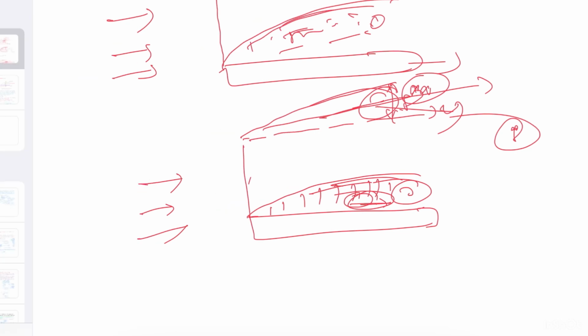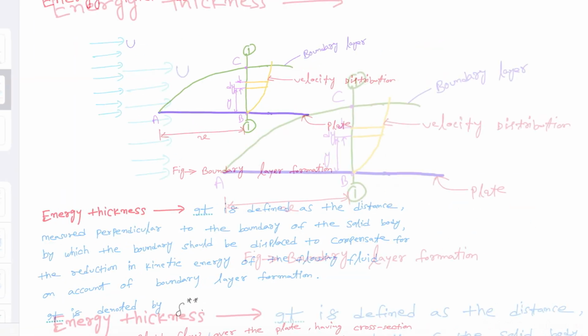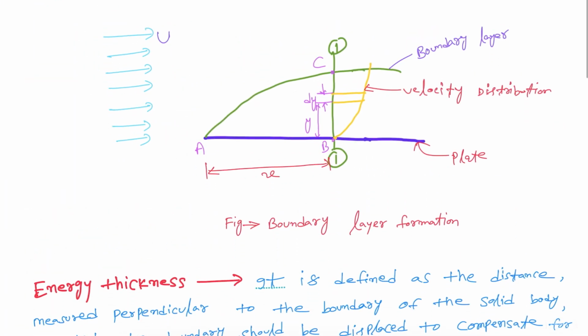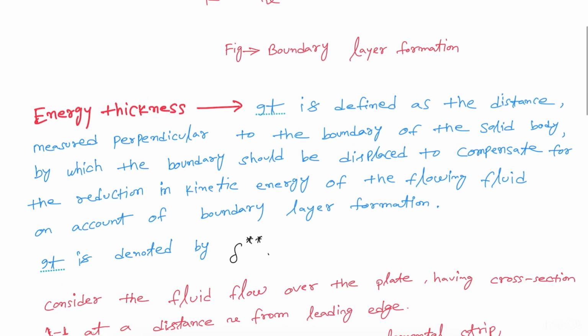Now, here we show this is the boundary layer, this is the plate, this is the leading edge, this is the free stream velocity, this is the velocity distribution. Now we consider a small strip here. First, energy thickness is defined as the distance measured perpendicular to the boundary of the solid body by which the boundary should be displaced to compensate for the reduction in kinetic energy of the fluid on account of boundary layer formation. It is denoted by delta.